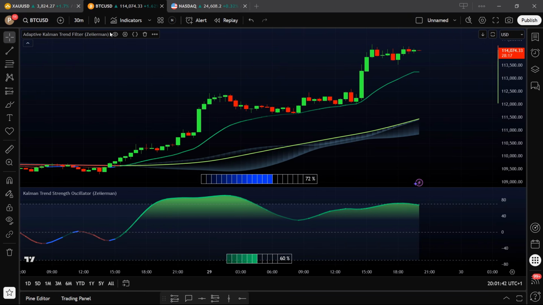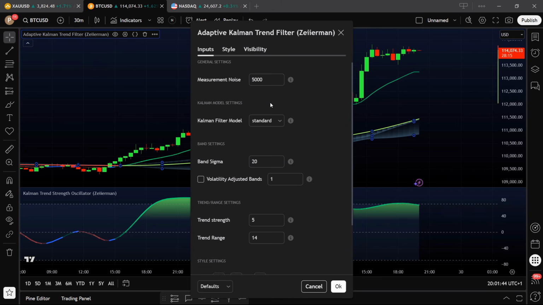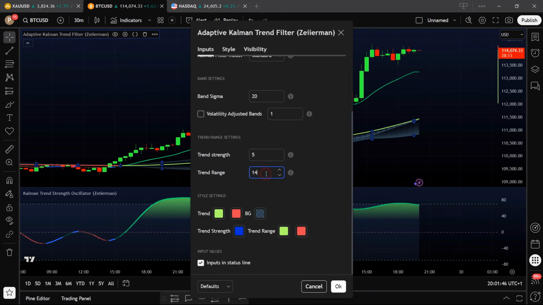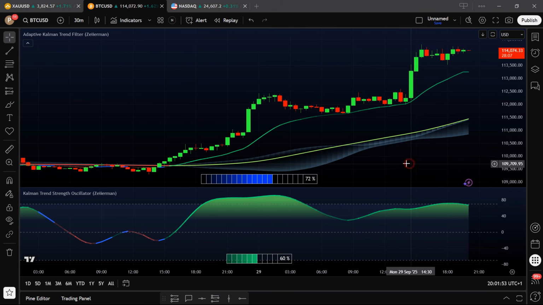For the top indicator, turn the volatility bands off. Set the trend range to 100. For the bottom indicator, no changes are needed. The default settings are perfect. Your chart is now ready.